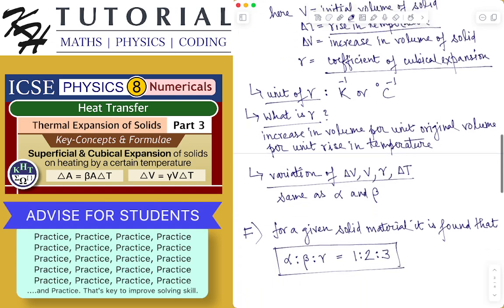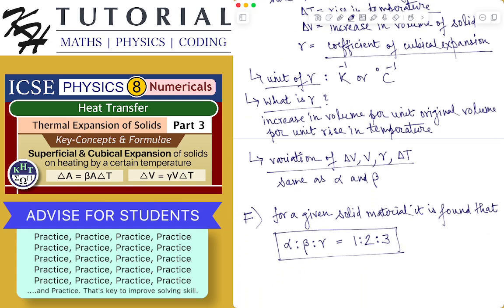Now an interesting thing that has been found is that for a specific solid material, the ratio of alpha, beta and gamma is always approximately equal to 1:2:3. So for example, for copper, you will find that alpha is to beta is to gamma is always equal to 1:2:3. This is one important formula you must remember that relates the 3 coefficients of expansion, that is coefficient of linear expansion, coefficient of superficial expansion and coefficient of cubical expansion, with a ratio.